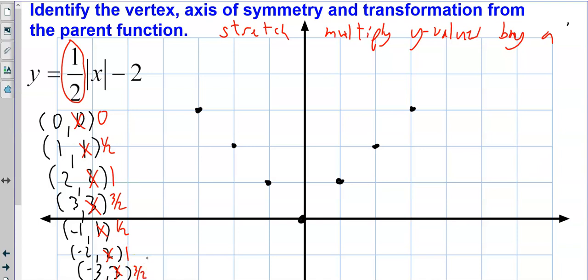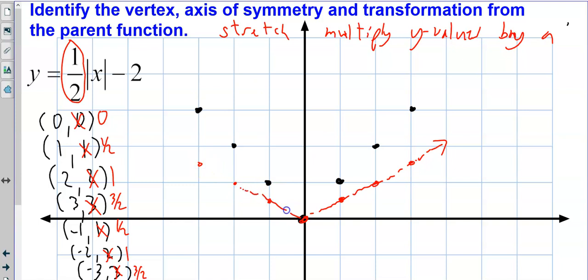Okay, so I'm going to plot all those points now. 0, 0 stays in the same spot, but the y values of these points are now cut in half. It was 1, 1, now it's 1, 1/2. It was 2, 2, now it's 2, 1. It was 3, 3, now it's 3, 1.5. This part of the graph, if I drew a dotted line there, is not the final graph. It looks like that. Over on this side, similar things. We're going to plot those 3 points.